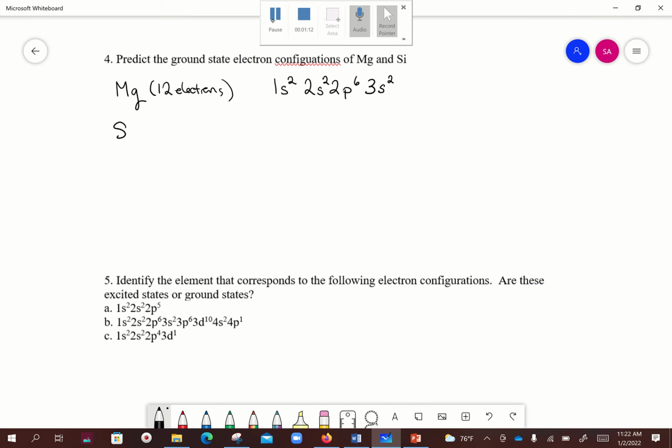Okay, how about silicon? Silicon has 14 electrons, so I need to put 2 more electrons in. So let's just go through in order. We're going to fill them the same way. So now I'm up to 12.